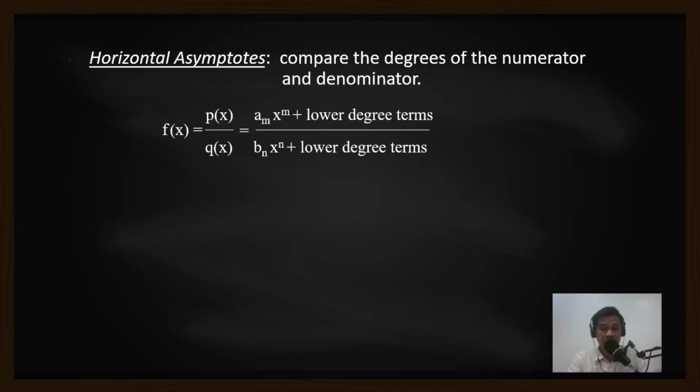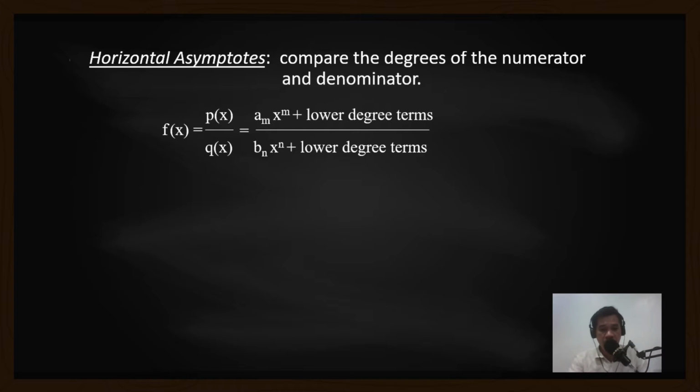So it follows that our first term in the numerator is the term with the highest degree of exponent. In the numerator, our degree of exponent is equal to m, and below we have the degree of exponent equal to n. Now we have three conditions to check if the given rational function has a horizontal asymptote.